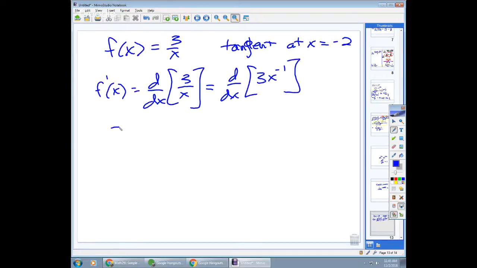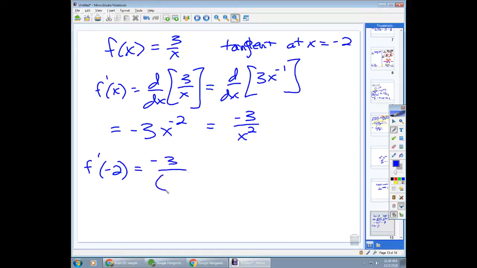All right, so what is the derivative of that? Negative 3x to the negative 2, dropping the power by 1, which you could choose to write as negative 3 over x squared if you wish, or leave it with the negative power. Your choice. Next step, I said, okay, what happens when you plug in negative 2 into that? That's going to give me negative 3 over negative 2 squared, which is negative 3/4, right, because negative 2 times negative 2 is positive 4.